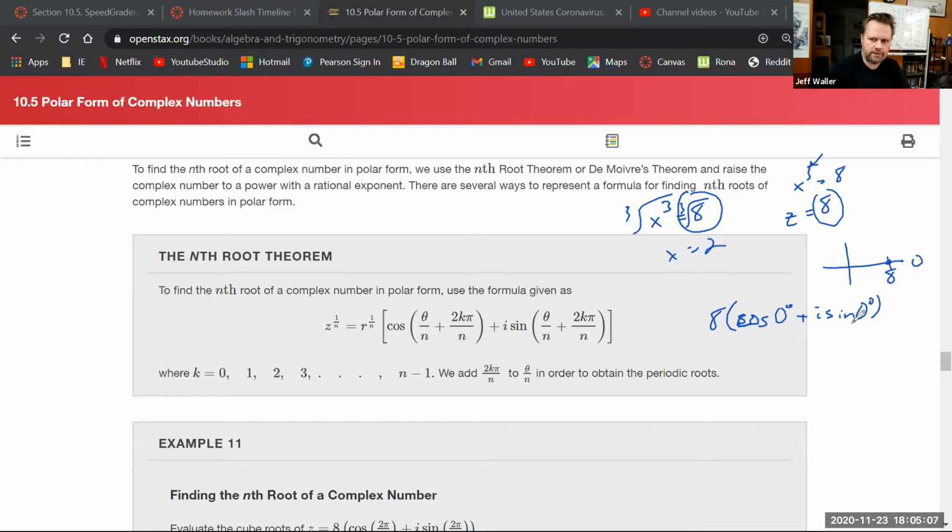And let's check this out. Sine of 0 is 0, so the complex part goes away. Cosine of 0 is 1 times 8 is 8. Yay! So that really seems like extraneous work. But now watch. So this is z.